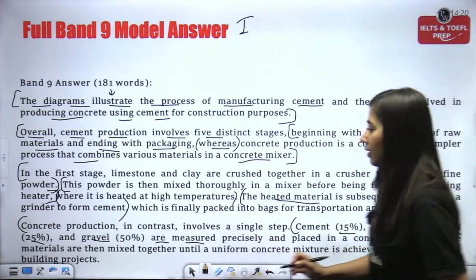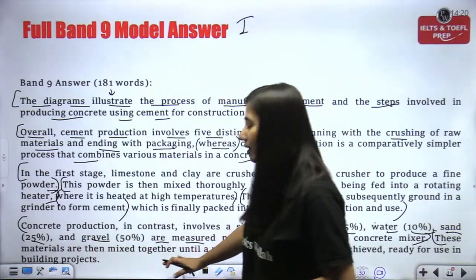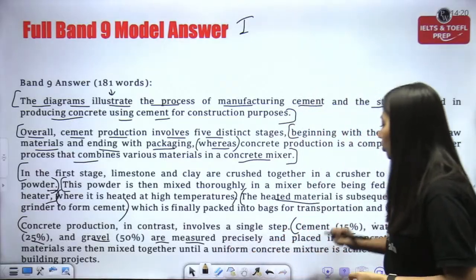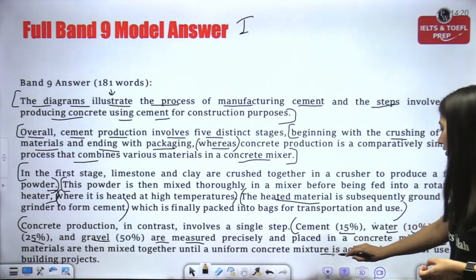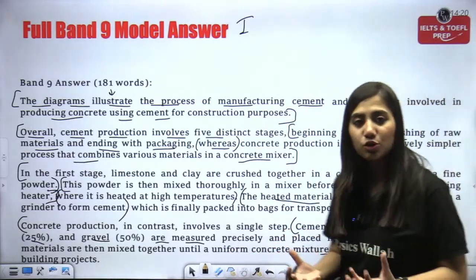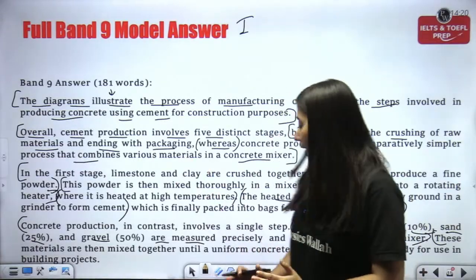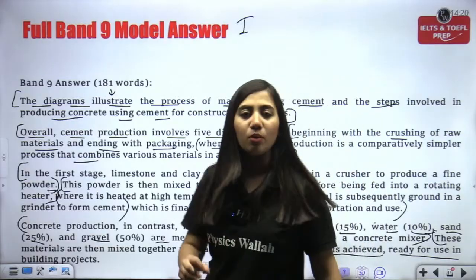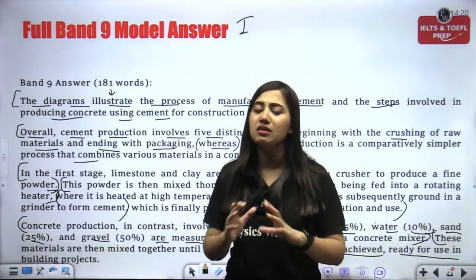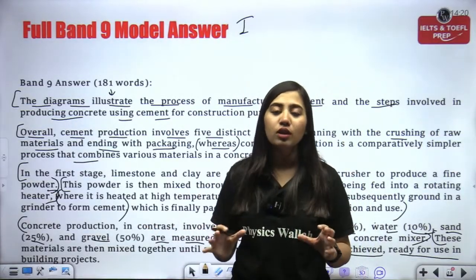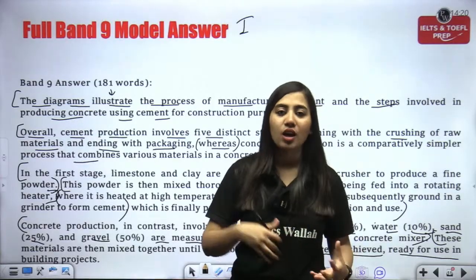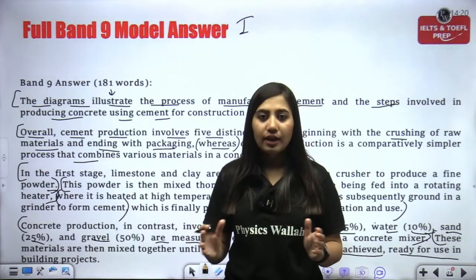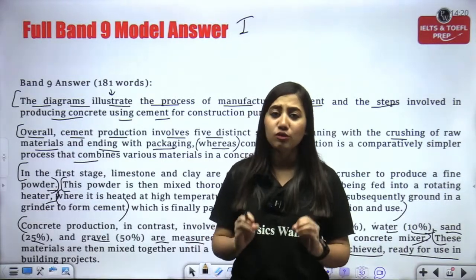Now these materials are then mixed together until a uniform concrete mixture is achieved. Until we achieve a uniform mixture, these are all mixed together, and it is then ready for use in building projects. Now this concrete material is ready, and you can use it for various things like building production, housing production, and different kinds of projects. So that's how we elaborated and talked about both the figures separately, individually, and properly.